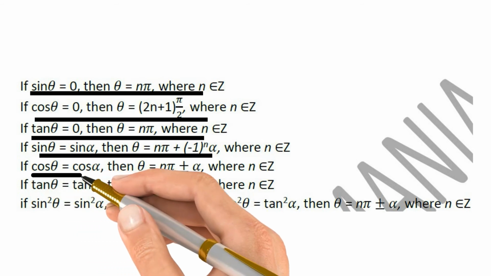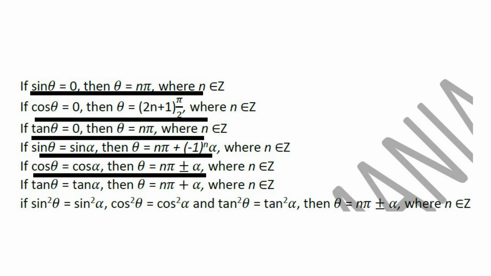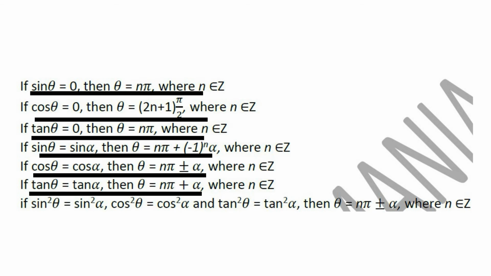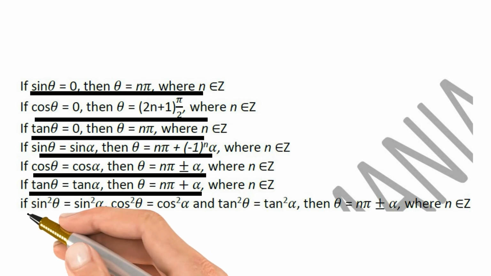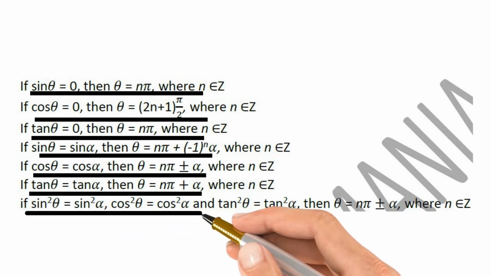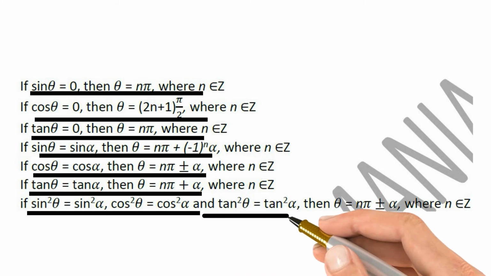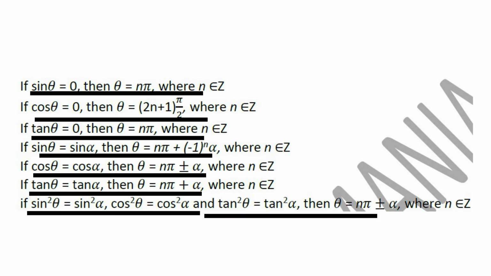If cos theta equals cos alpha, then theta equals n pi plus minus alpha, where n is an integer. If tan theta equals tan alpha, then theta equals n pi plus alpha, where n is an integer. And lastly, if sin square theta equals sin square alpha, cos square theta equals cos square alpha, or tan square theta equals tan square alpha, then theta equals n pi plus minus alpha, where n belongs to Z.